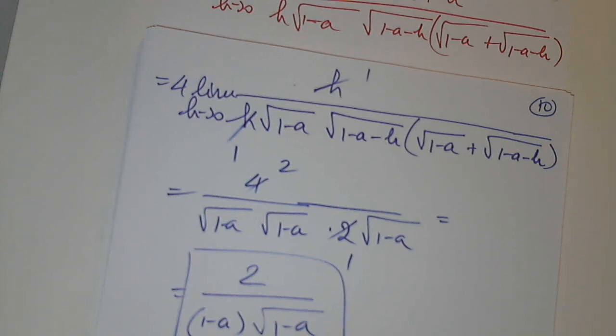It was a very long problem. Any questions? Yes, please. Sabrina, go ahead. Where did the 2 come from in the denominator? An apple plus an apple. Oh, okay. The square root of 1 minus a plus the square root of 1 minus a. Questions?